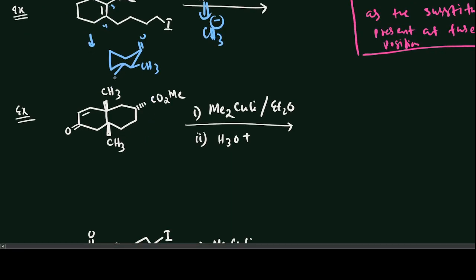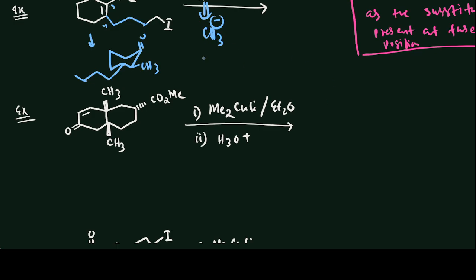So here we have these groups, 1 2 3, 1 2 3 4. So this is also equatorial.